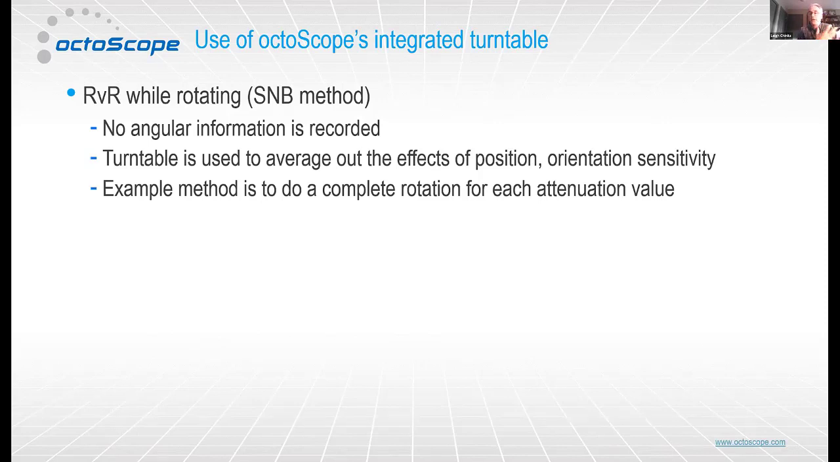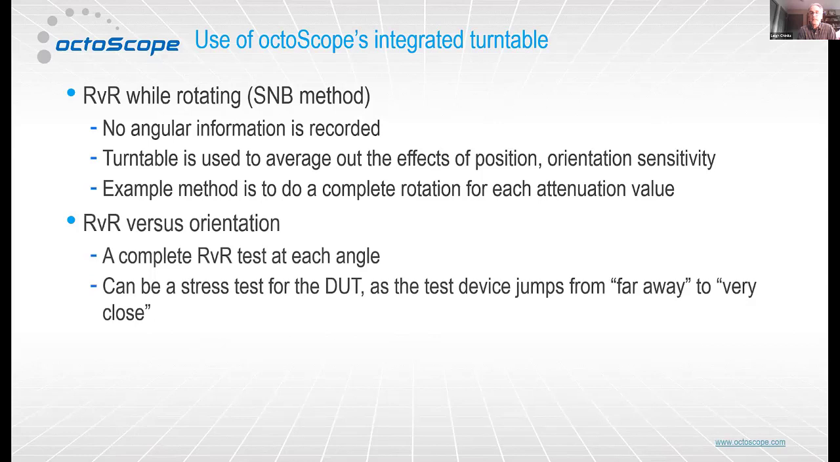In a test like that, we don't actually record any angular information. That's not the point of the test. The point is just to use it as an averaging device. And one example, and what SmallNet Builder called out, is to run a test and do a complete rotation for every attenuation value. There are two other tests where we actually do record the angular information, and I'll describe those here just so you're clear on what's happening as we do the demos.